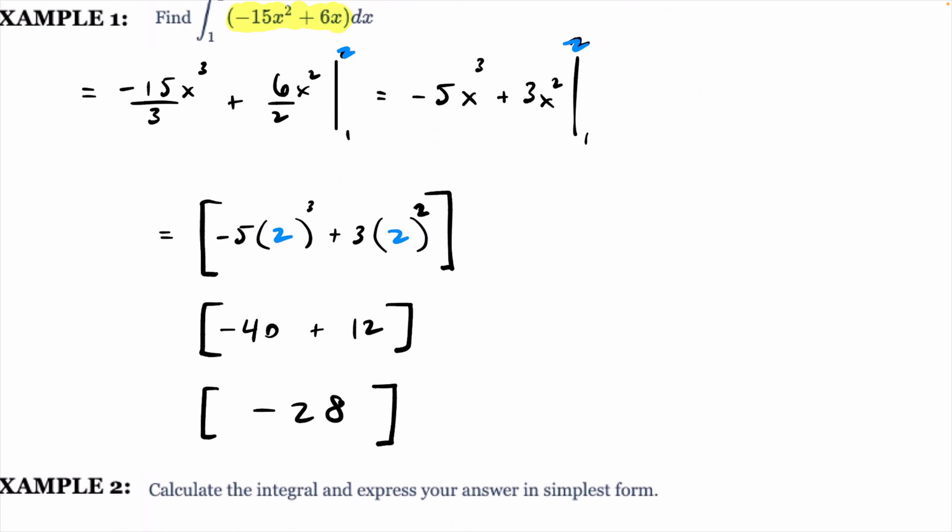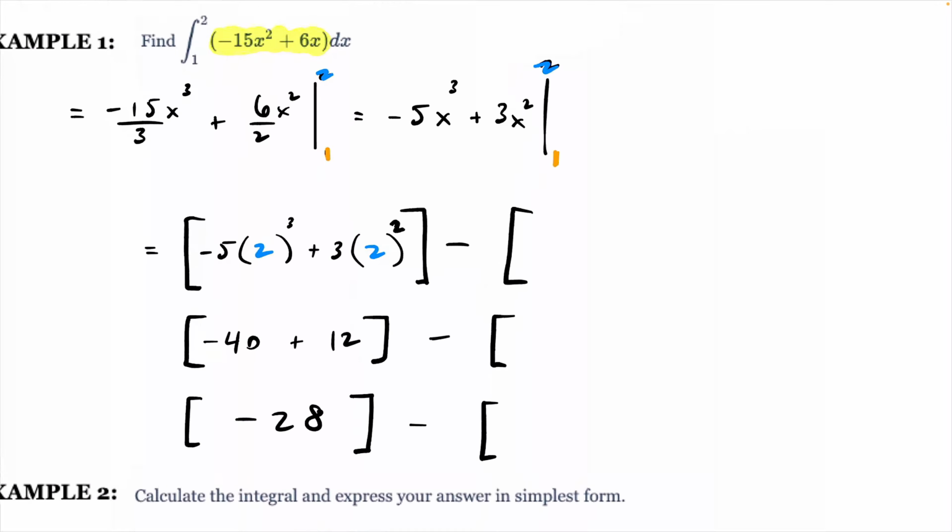Step 3, do the same thing, but now with the lower bound. So instead of plugging in 2, I'm going to plug in 1. And in between them, I'm going to put a minus sign, because that's step 4. Step 4 is subtract. But we don't subtract until we're done.